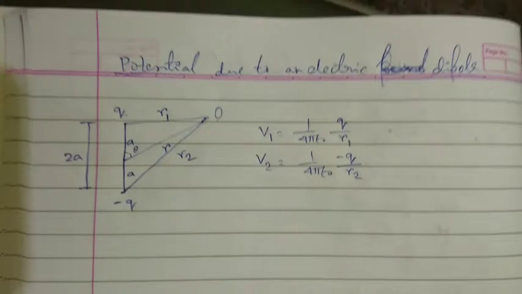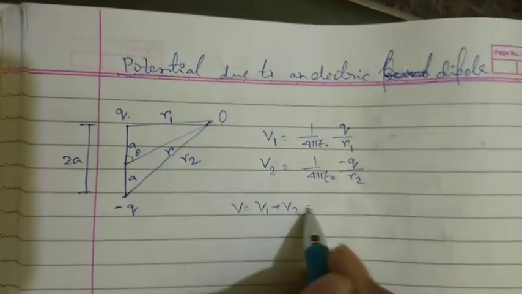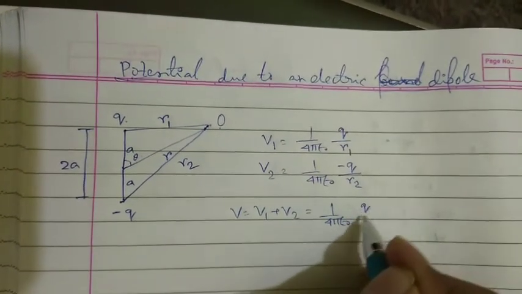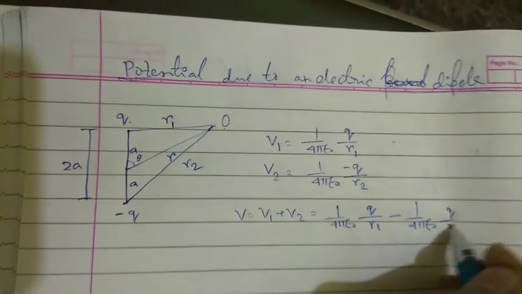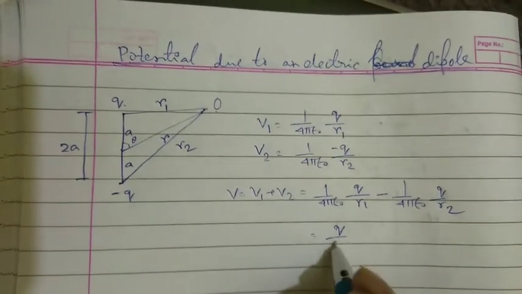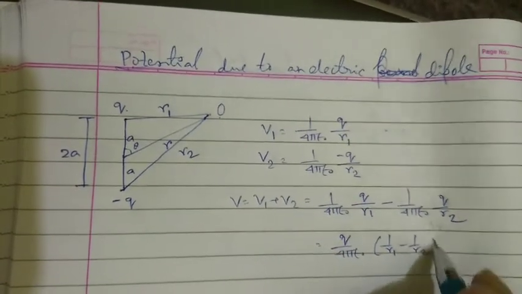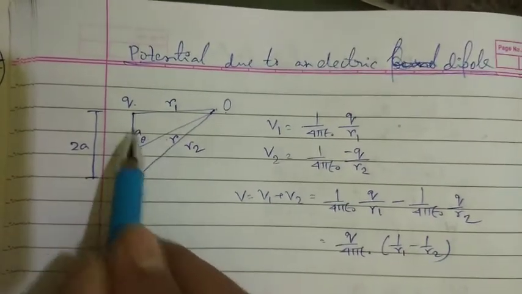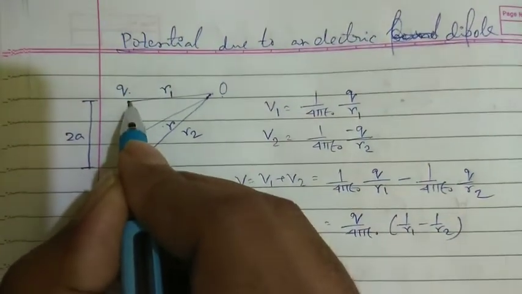So the total potential at O will be V equals to V1 plus V2. So this is 1 by 4 pi epsilon naught Q by R1 minus 1 by 4 pi epsilon naught Q by R2. Just taking common, Q by 4 pi epsilon naught, 1 by R1 minus 1 by R2. Now we have to find the values of R1 and R2 in terms of r and a, right? For that, let us draw a perpendicular here.